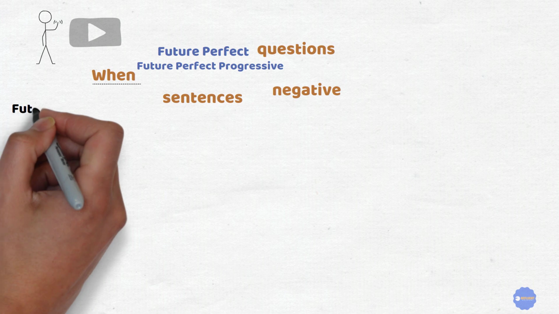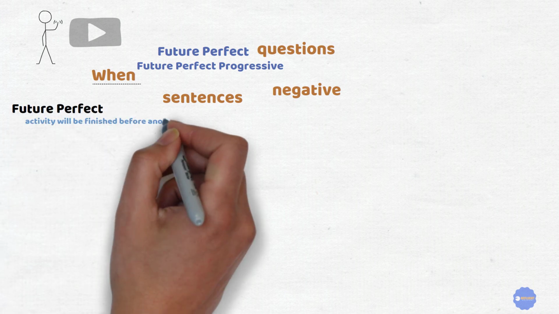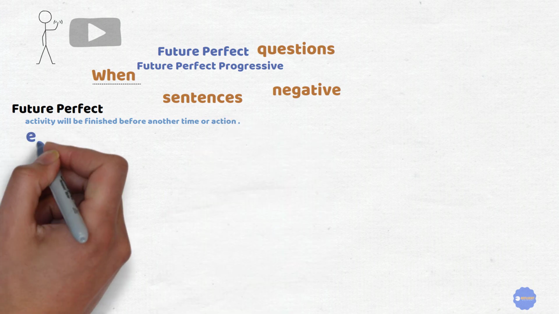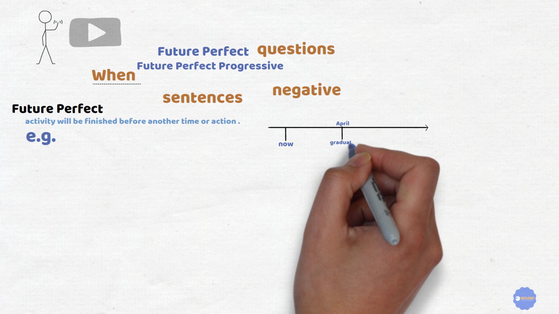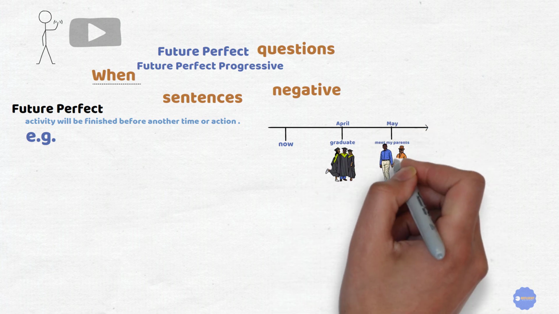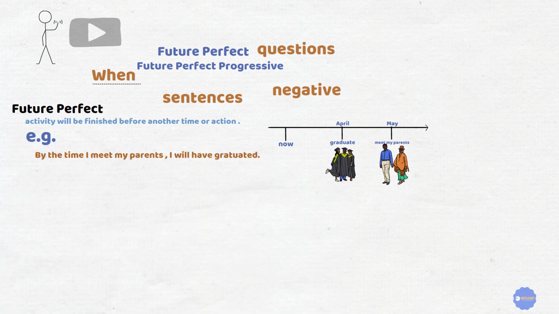We use the future perfect to express an activity that will be finished, will be completed before another time or action. For example, I graduate in April and I will meet my parents in May. So by the time I meet my parents, I will have graduated, because the action of graduating will be finished before I meet my parents.